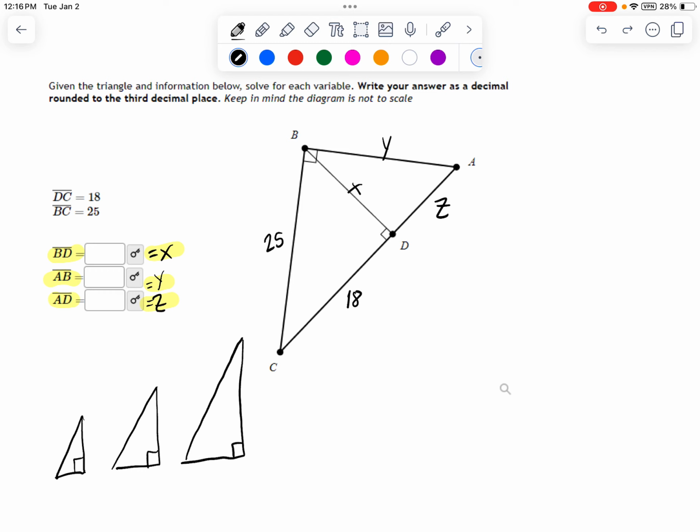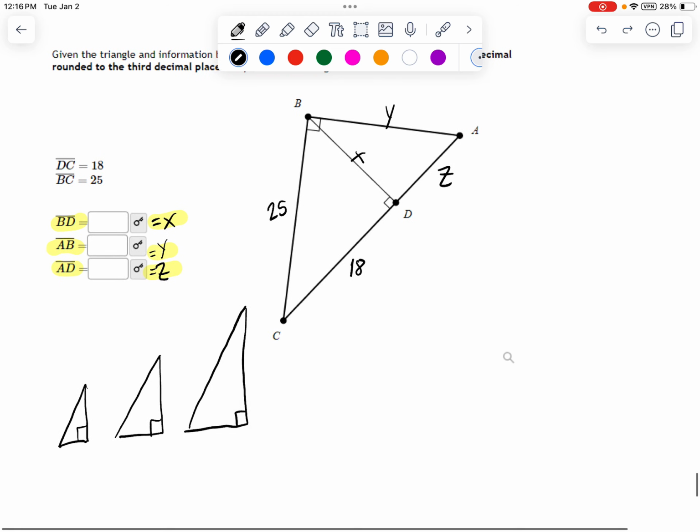Now this is where the magic happens, right? You want to make sure that you draw all three triangles, make sure you know which one is referring to which, right? Small, medium, large, and make sure they're all in the same orientation. This is going to make it a whole lot easier to set up your proportions. Okay, so let's just fill in the information.